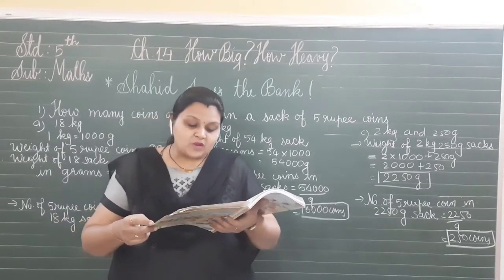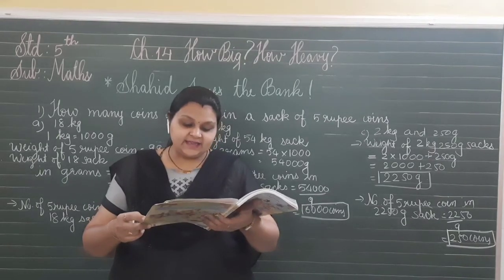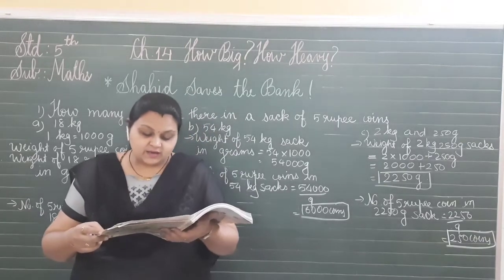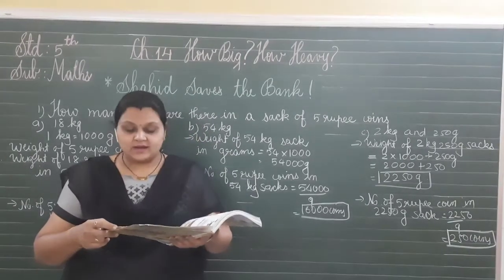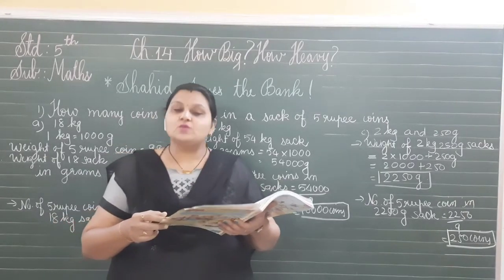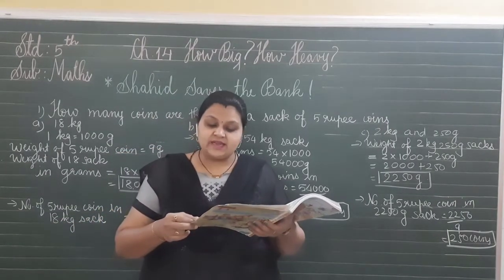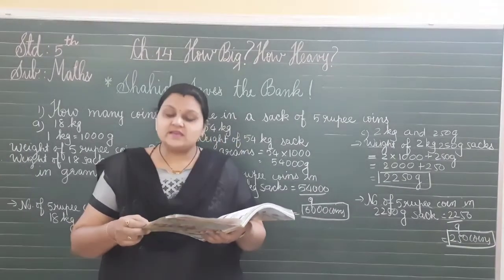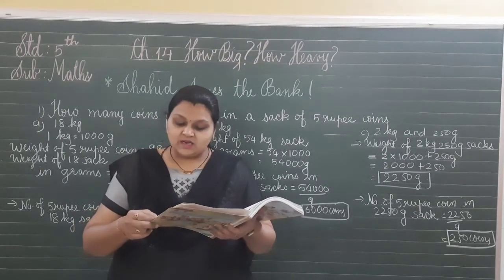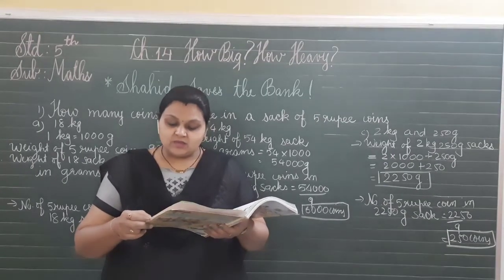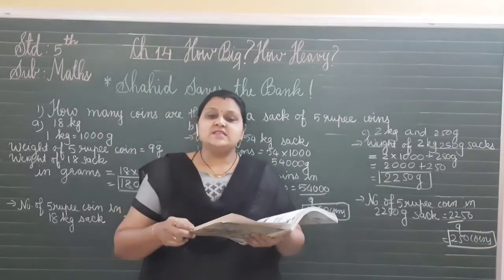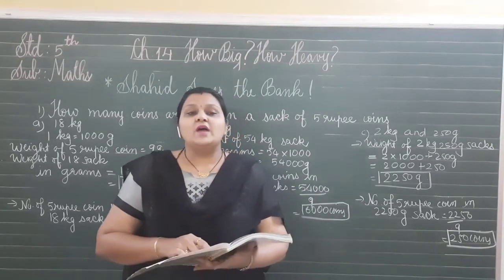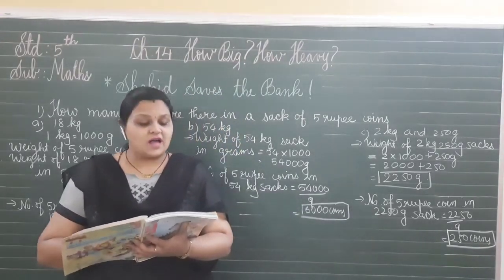If the weight of a set of 5 rupee coins is 9 kg, how many coins does it have? So what will he do? 9 kg divided by 9 grams. Now 1 kg is equal to 1000 gram. So 9 kg is equal to 9000 gram. So 1 coin weighs 9 gram. Then the bag weighing 9000 gram has 9000 divided by 9, that is 1000 coins in it. This is the way we have to calculate and we have to give the answer.